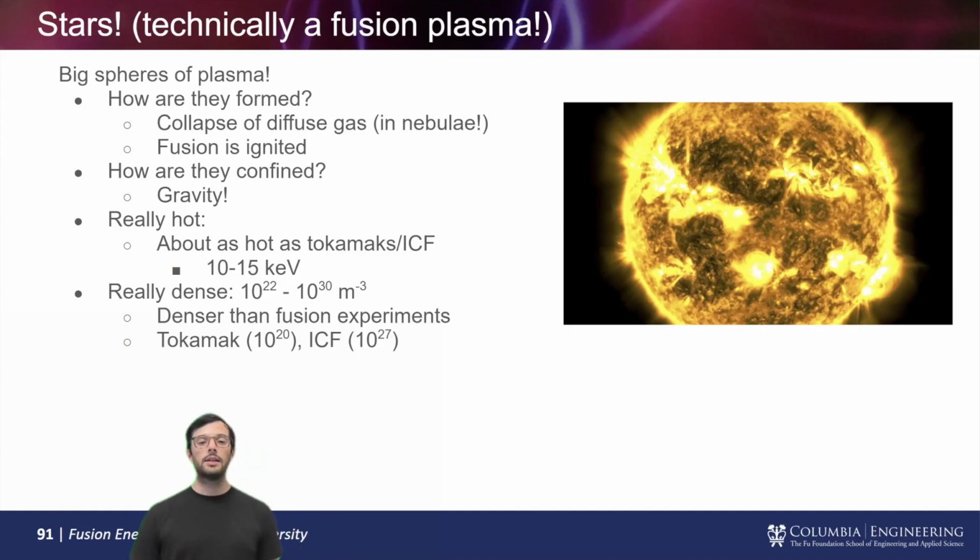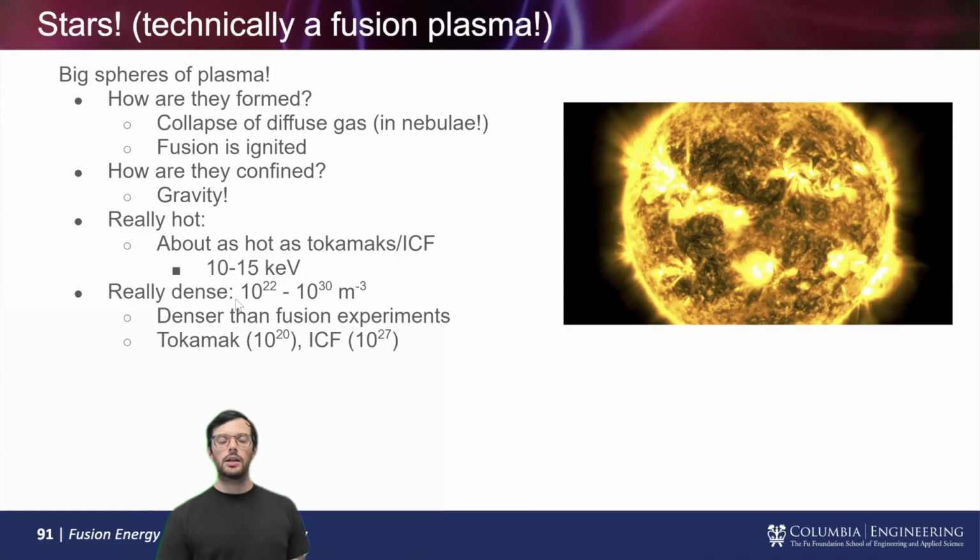They are quite hot. This is 10 to 15 keV. This is about what we are shooting for in a tokamak. ICF, which is inertial confinement fusion, does get hotter than that, but it's not that much hotter than the core of a tokamak, even the ones we can build today. They are also very dense. So when we talk about this temperature, it's very hot. It's hot in a tokamak, but stars are much, much more dense, and the density is sustained by the fusion reaction in the middle.